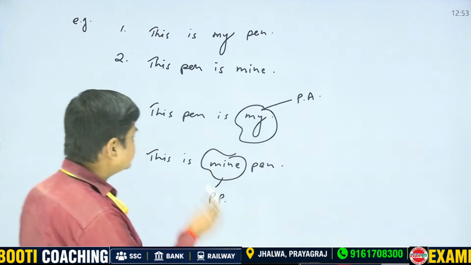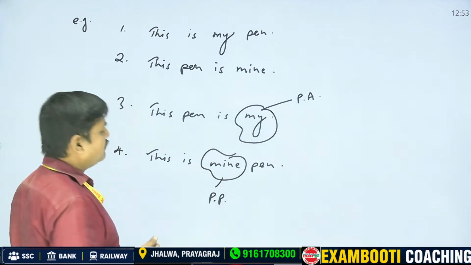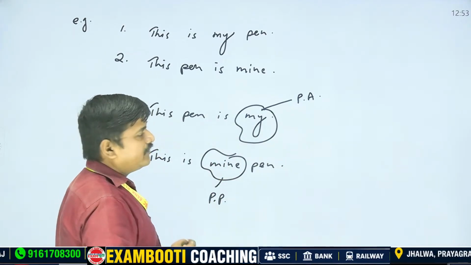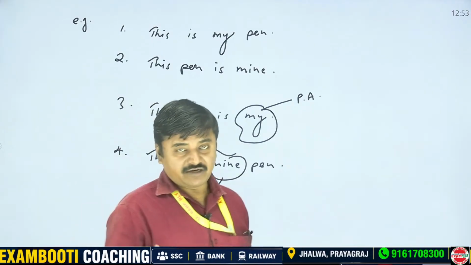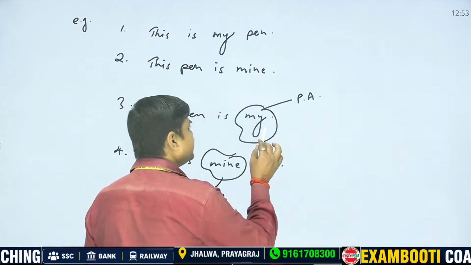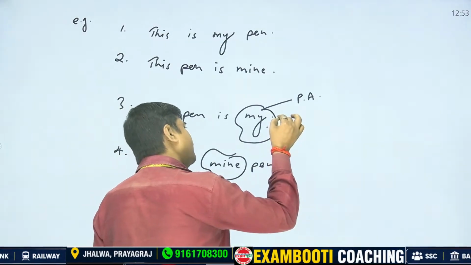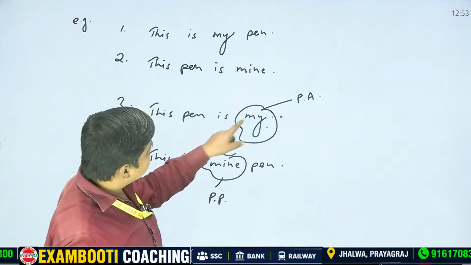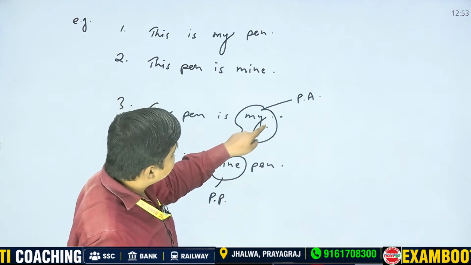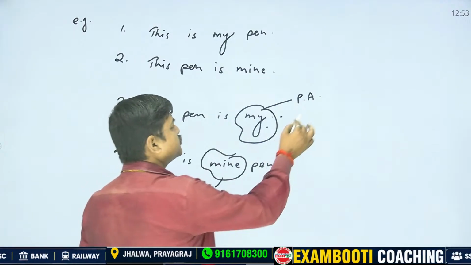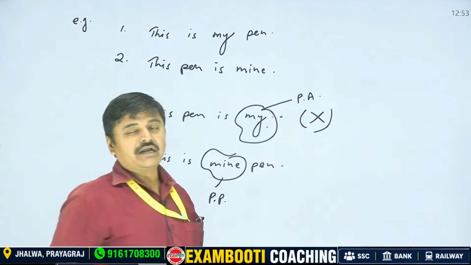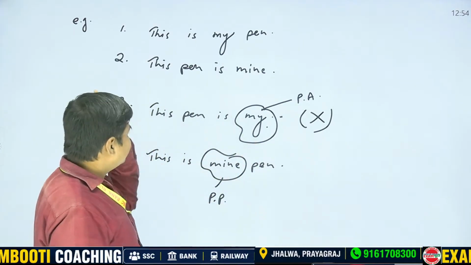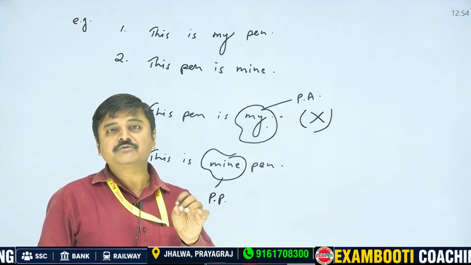Okay, let's come here and discuss whatever we were discussing. So this is PA and this is PP, and we have understood that if there is a PA, there must be a noun along with it. We can see that there is my and then a full stop, which means there is no noun after it. So this is absolutely an incorrect sentence. You cannot say this pen is my. This is absolutely wrong.